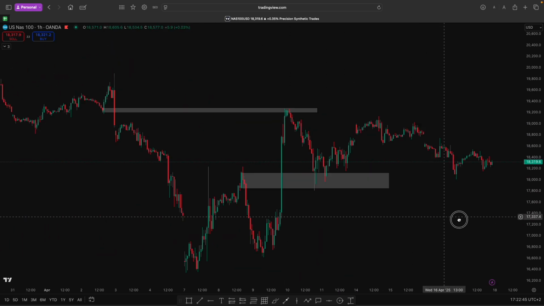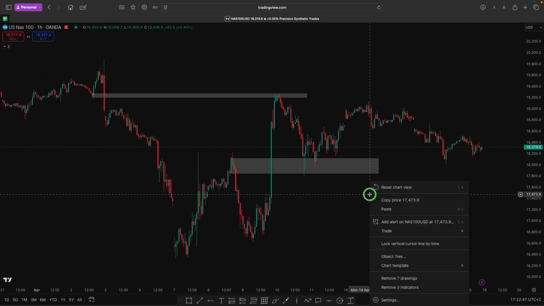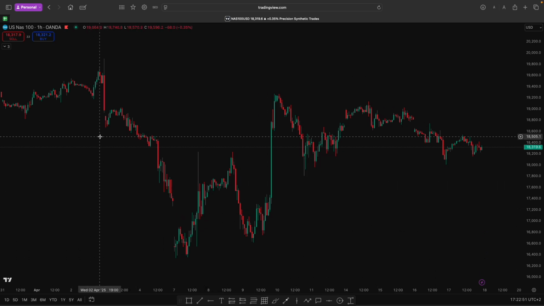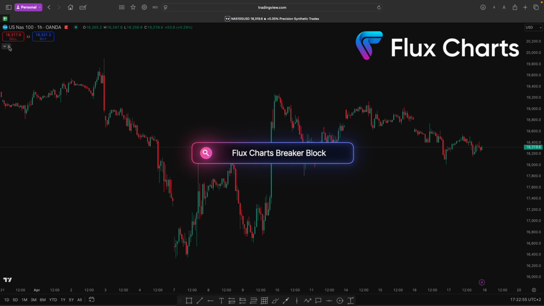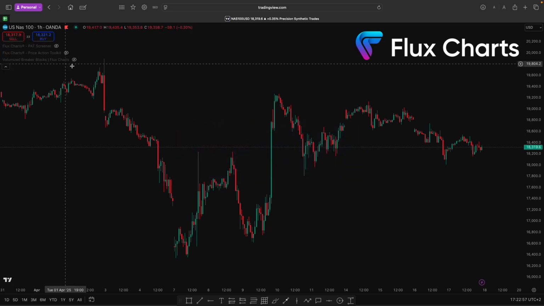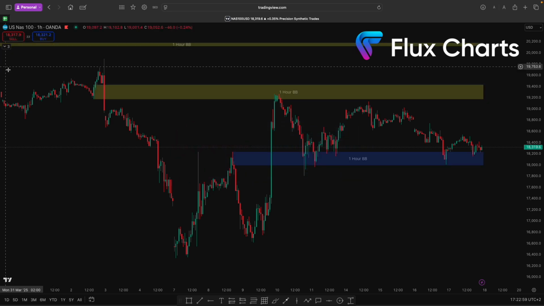So I'm going to show you a tool that's going to make this 10 times easier for you. What you need to do is type in Flux Charts breaker block. Now there's two that I'm going to show you. You are going to get the free version. It's called Volumized Breaker Blocks by Flux Charts.